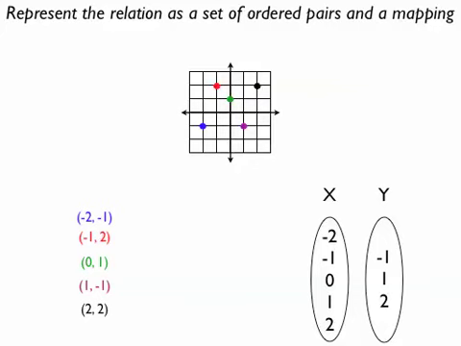I notice the blue ordered pair has a -1 in the y, and the purple ordered pair also has -1 in the y. I'm not going to write that twice. And then we're drawing arrows.